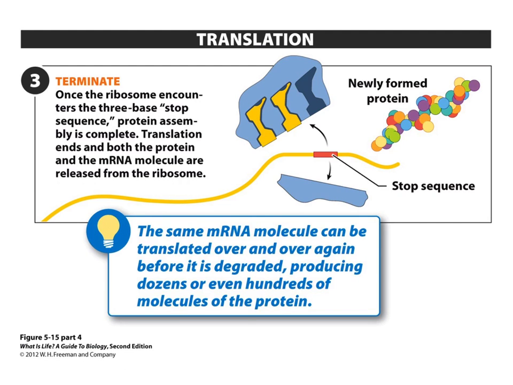The last step of translation is termination. The ribosome will encounter a stop sequence or stop codon in the mRNA. When that stop codon is reached, translation ends because the ribosome, tRNAs, and protein will all fall off of the mRNA. Everything is released into the cytoplasm.